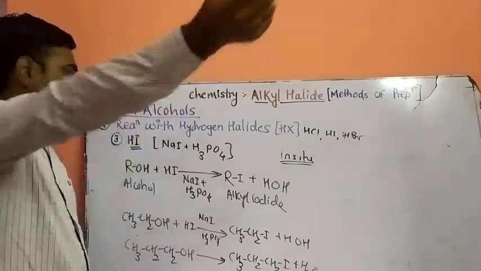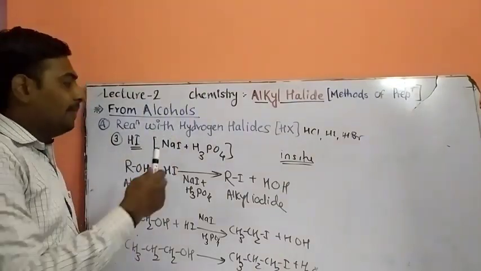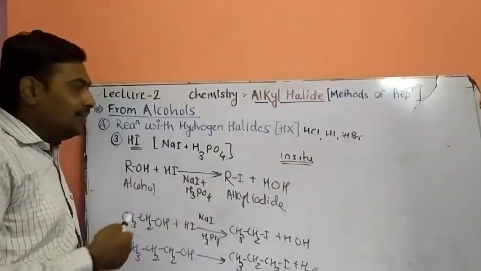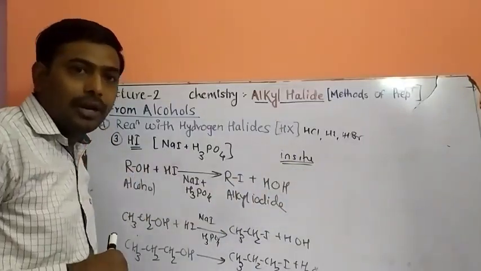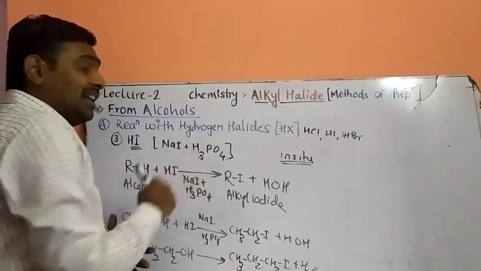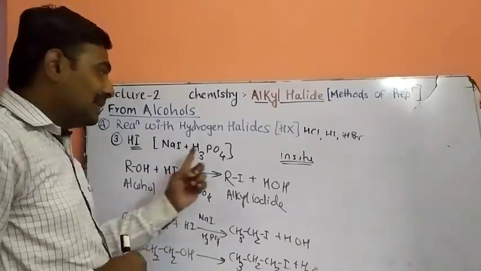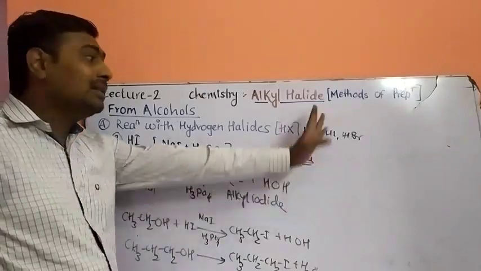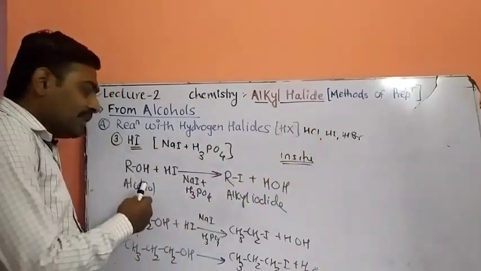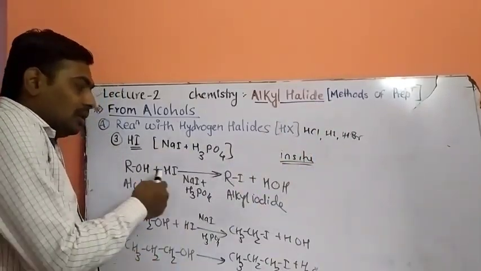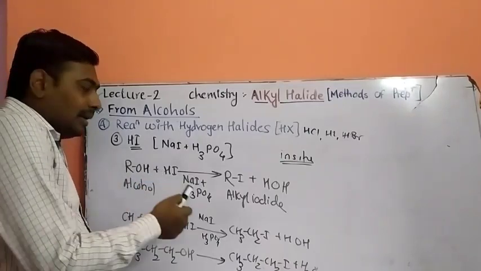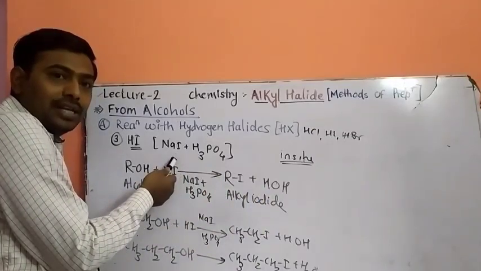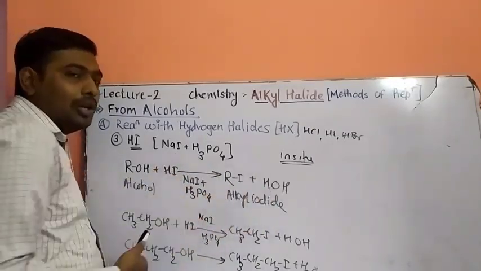See the last reagent, HI, hydrogen iodide. Hydrogen iodide is again prepared in the middle of the reaction, that is, in situ. When sodium iodide or potassium iodide is reacted with 95% phosphoric acid, H3PO4, it gives hydrogen iodide in situ. When alcohols react with HI, they give alkyl iodide as the main product, because HI is a strong reducing agent, with a water molecule as a byproduct.